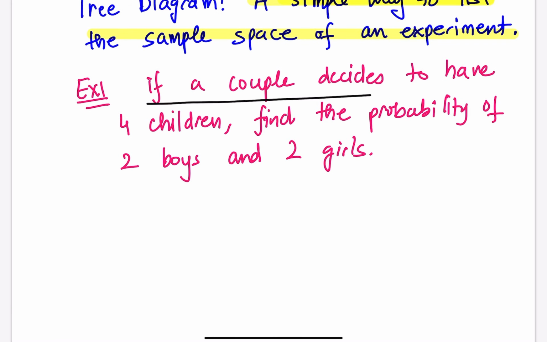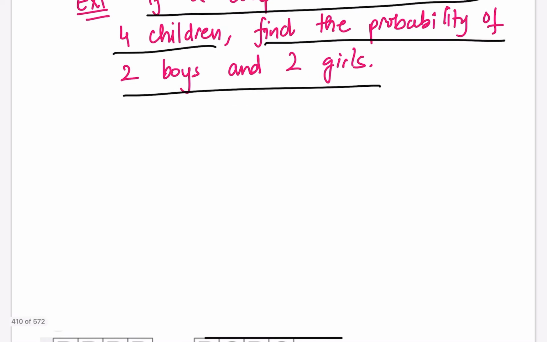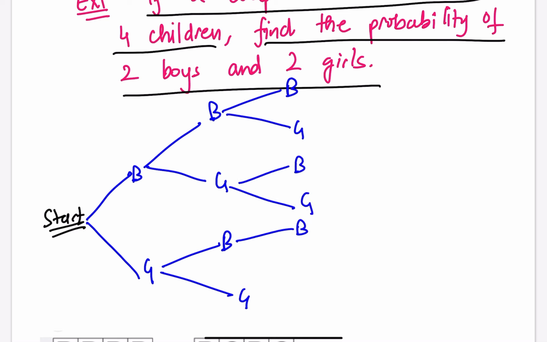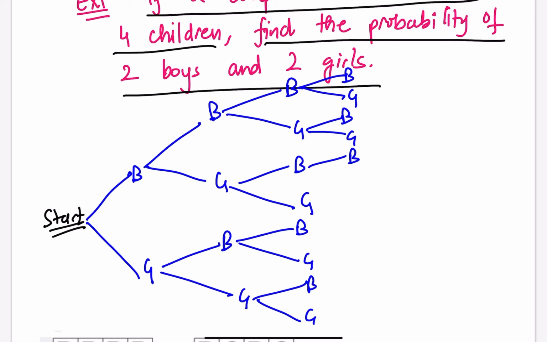Here's an example. If a couple decides to have 4 children, find the probability of 2 boys and 2 girls. For 4 children, we can use the tree diagram and start. The first child can be a boy or a girl. The second child can be a boy or a girl. The third child can be a boy or a girl. Lastly, the fourth child can be a boy or a girl.